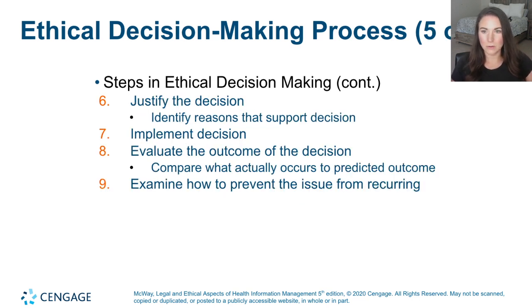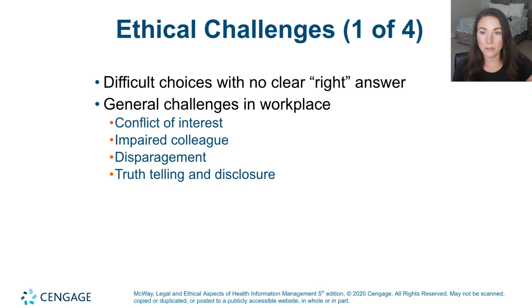Back to the steps. So 6 would be justify the decision and give your reasoning for why you chose that one. 7 would be actually implementing the decision. 8 is evaluate the outcome of the decision. Did what you thought would happen actually happen? And then the last one is to examine how to prevent the issue from happening again. Okay, so pretty basic steps, but you can use this process if you're ever in an ethical dilemma where you need to make a decision. So yeah, okay, moving on to ethical challenges.